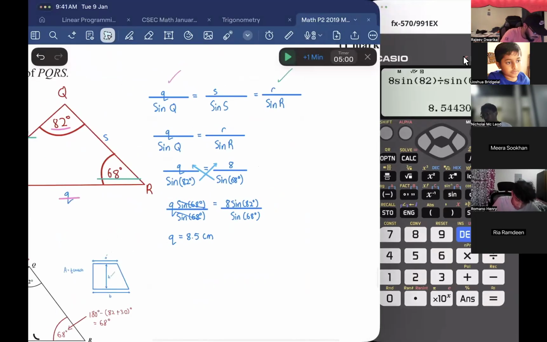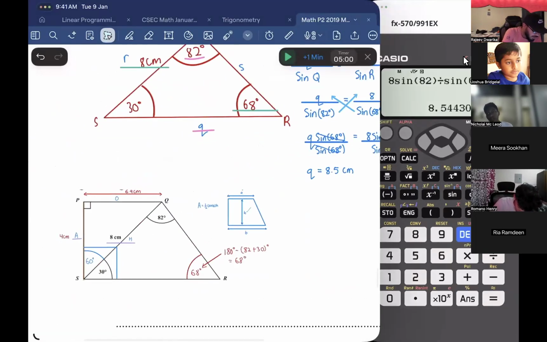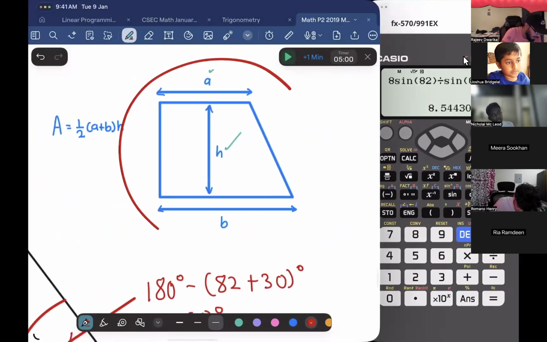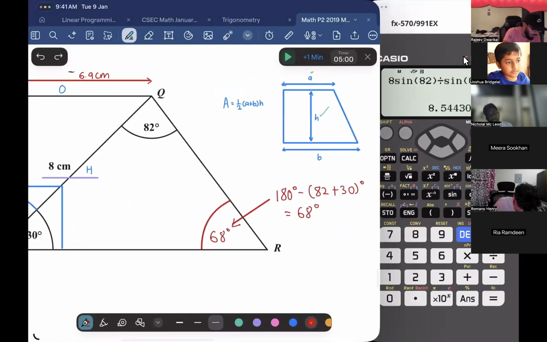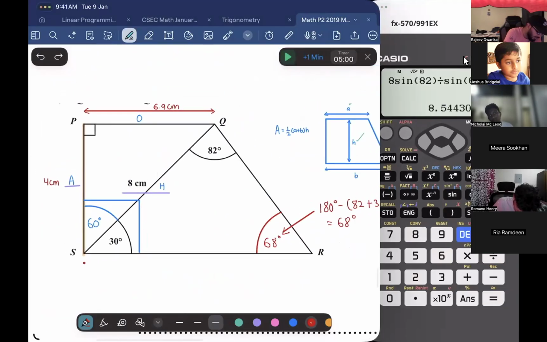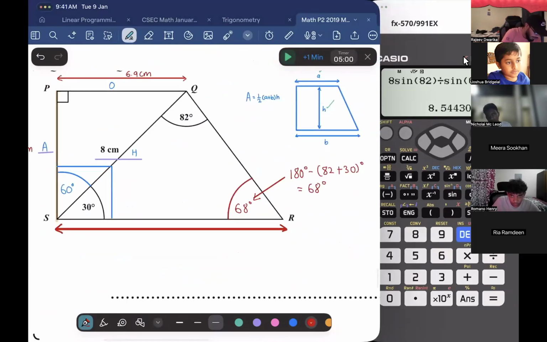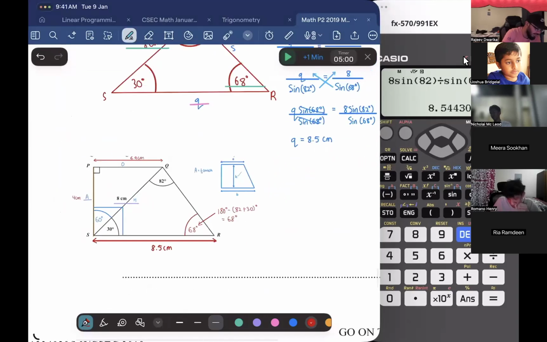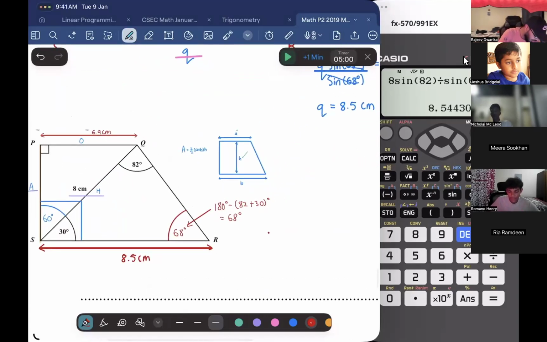Okay, great. So guys, what did we just find and why was that important? Again, this is the formula for area for a trapezium. We actually needed this length. So now that we know that this length is 8.5, how do I find the area of PQRS? Half plus the two parallel sides by the height, sir.